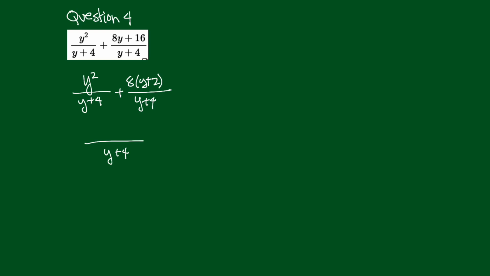Now, add the tops, right? It says take this top, add this top. So it's going to be this. Let me get it right. y squared plus 8 times y plus 2. And now I'm thinking that maybe I should not have factored, but I did. I probably shouldn't have, because now I've got to multiply it back out. y squared plus, okay, 8y plus 16 all over y plus 4.